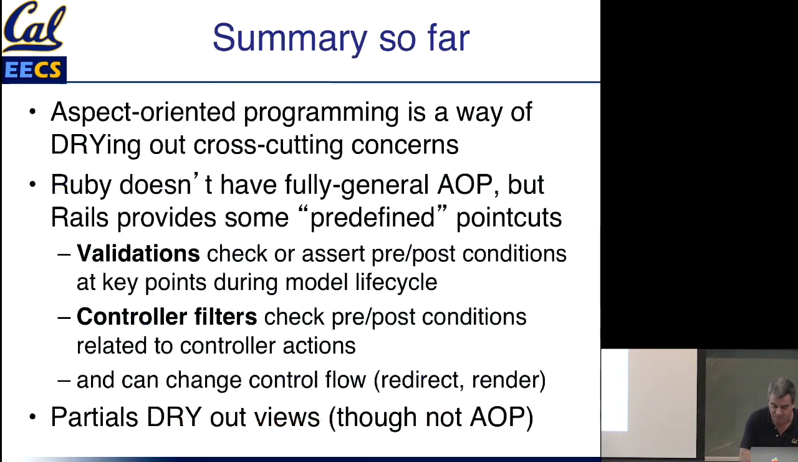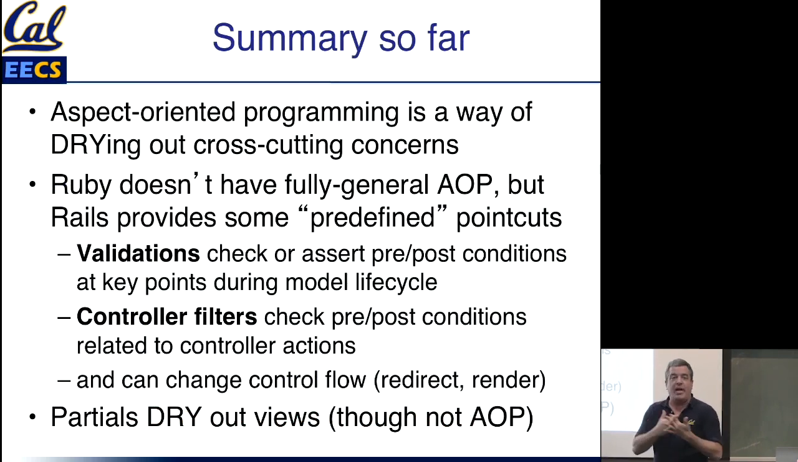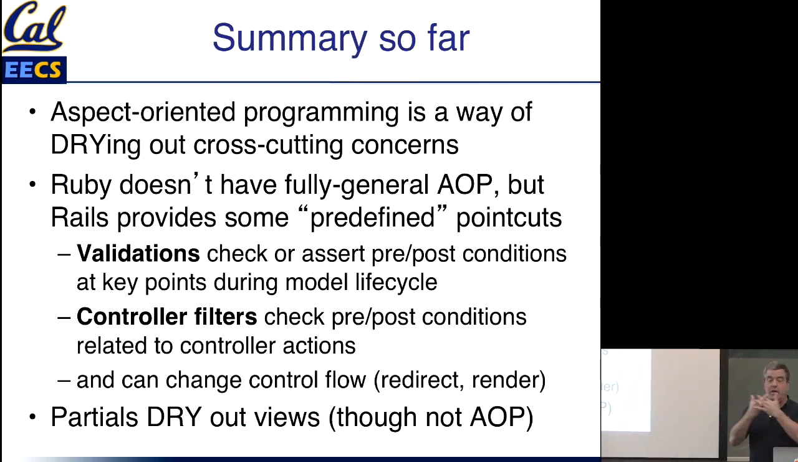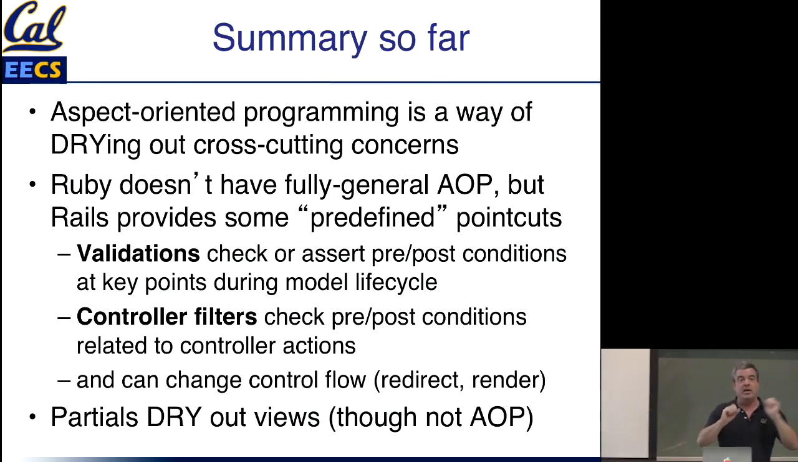OK, that's fine. So the conceptual summary here is AOP is a way of drying out what are called cross-cutting concerns. The pro is exactly that. You define a concern in one place, and there are now many places from which it will basically automatically be invoked for you. The downside is there are many places from which it will automatically be invoked for you. And if you overuse the mechanism, it can become easy to lose track of what the straight line control flow of the code is.